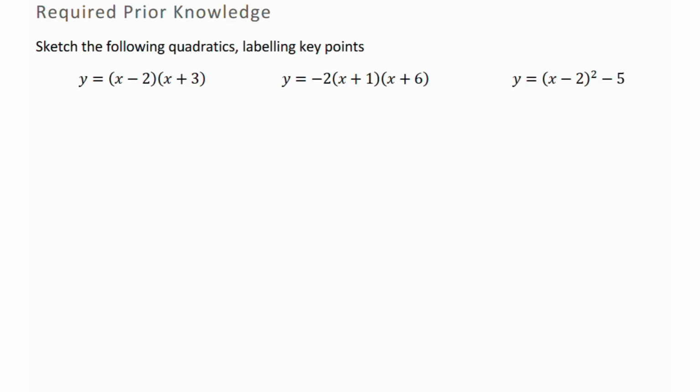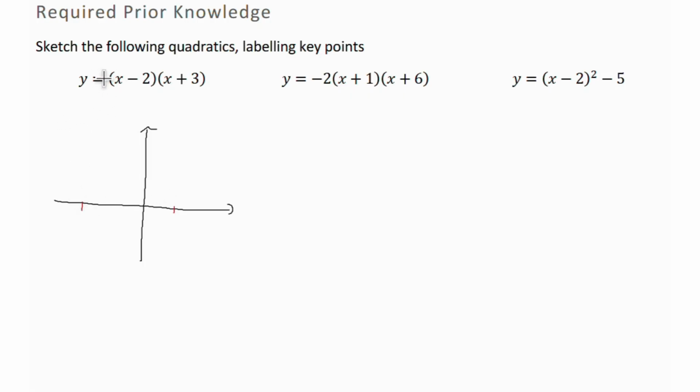Sketch the following quadratics, labeling any key points. First of all, this quadratic here is given in root form or factorized form. So we'll sketch our axes. And with our axes plotted, we need to have a root at 2 and -3. So approximately here and here.